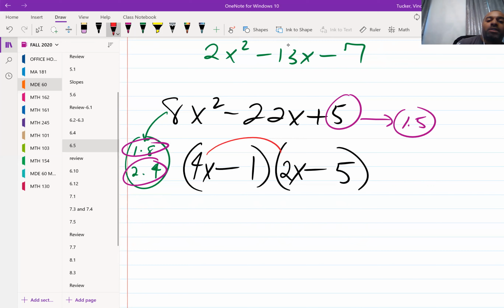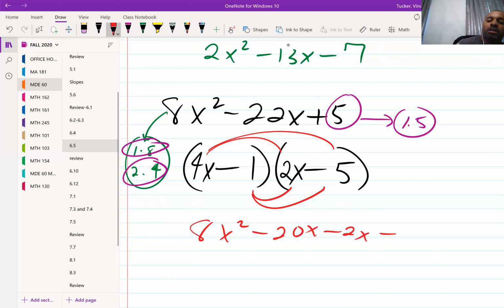And then FOIL it out to see if we get the right answer. So that's 8x squared minus 20x minus 2x plus 5. And we see we get 22 in the middle. All right. Any questions?